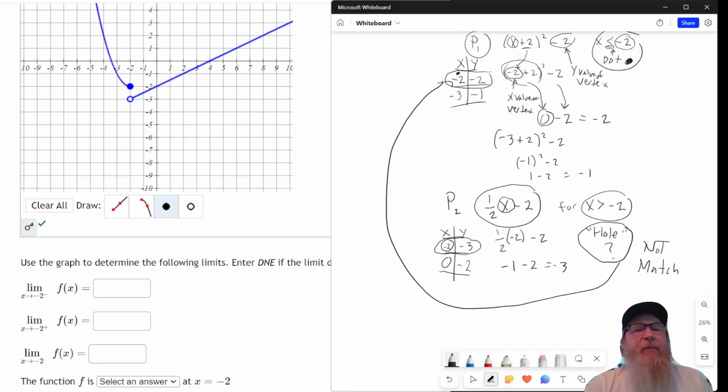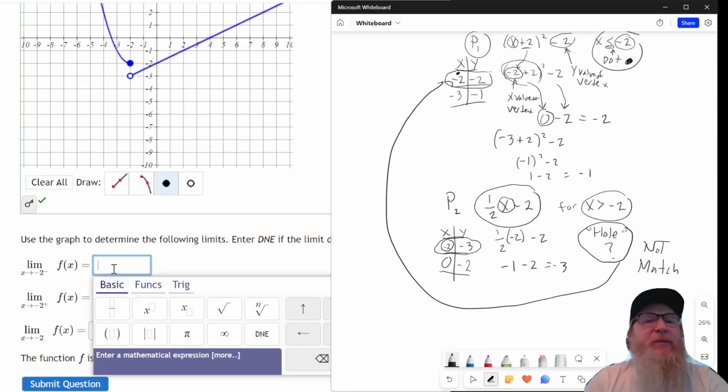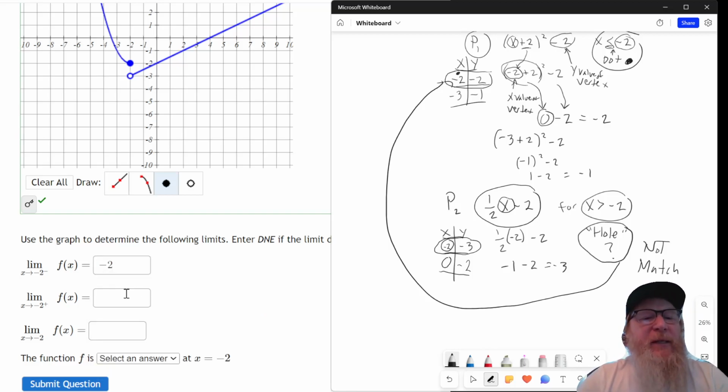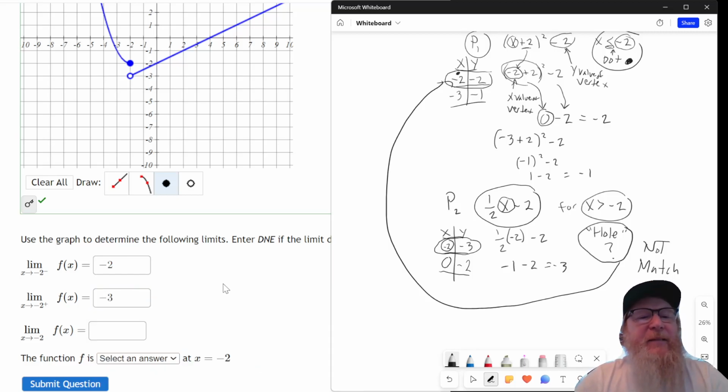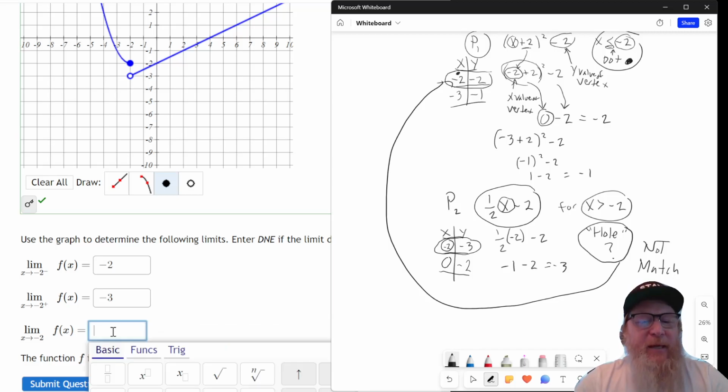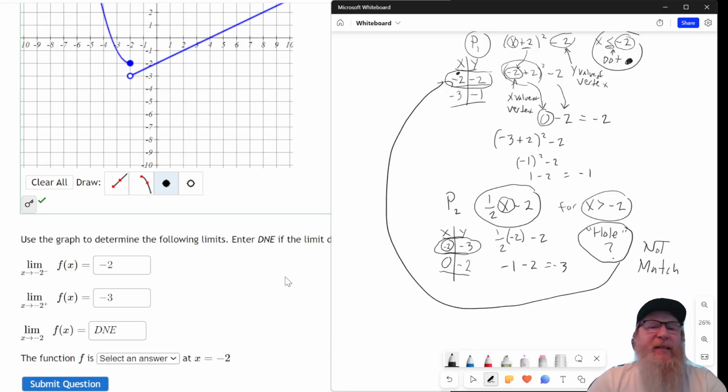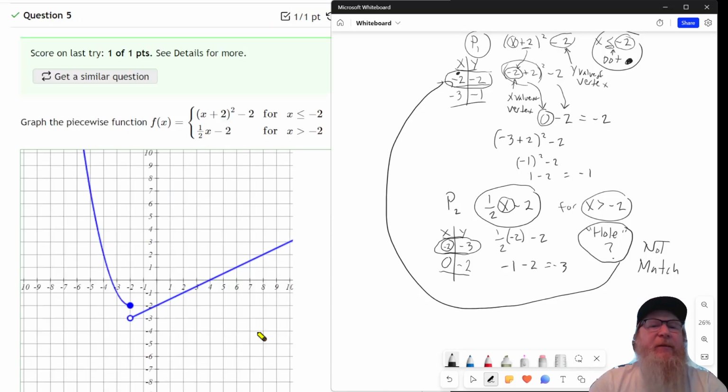We got the limit as x approaches -2 from the left is -2. That's the dot. As we approach it from the right, it's -3. That's the hole. Because the hole and the dot do not match up, the limit does not exist, and therefore, the function is not continuous at that point.